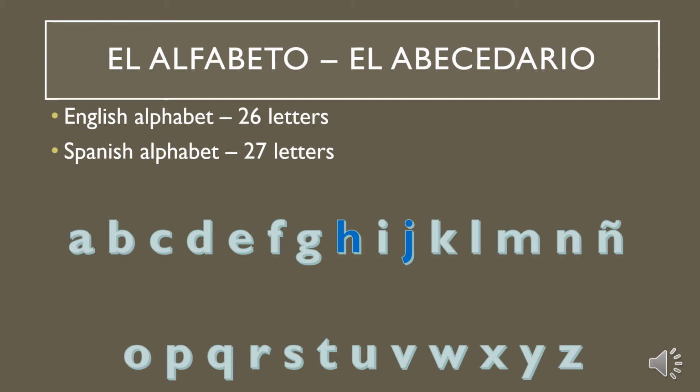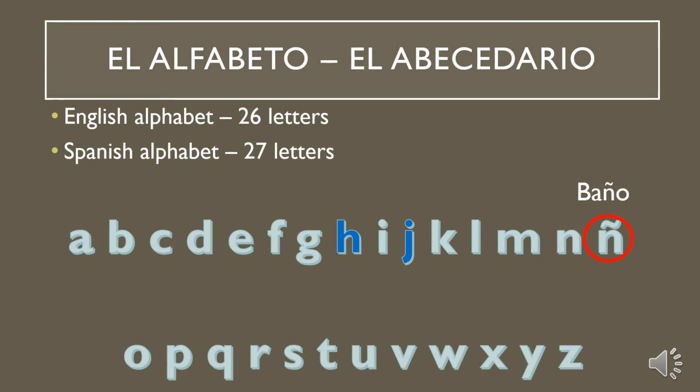Here is the alphabet. In English, we have 26 letters. Spanish has 27 official letters. Most of the consonants are similar in sound to English, except for H, which is always silent, and J, which makes the sound like the English H. The extra letter is the N with the squiggle over the top. When you see that squiggle, it means to add a Y sound after the N. It is called eñe. You will see it in many words such as baño.